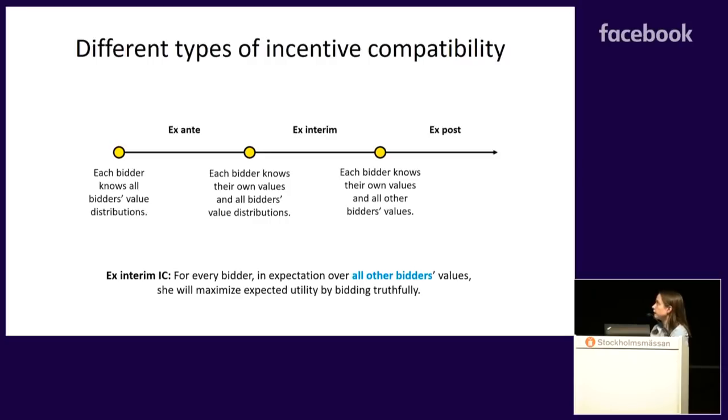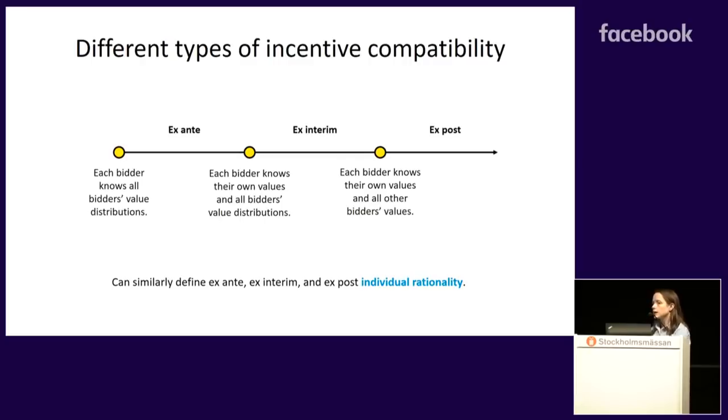Okay? And finally, we can move to the next step in the mechanism where I know my own value and I know all the other bidders' values. And ex post incentive compatibility says that for every bidder, given all the other bidders' valuations and my own valuation, I'm still incentivized to bid truthfully. And as you can probably imagine, we can similarly define ex ante, ex interim, and ex post individual rationality, but I won't do that right now.